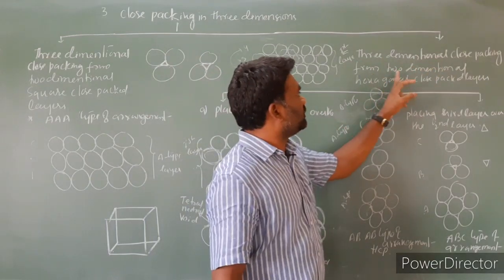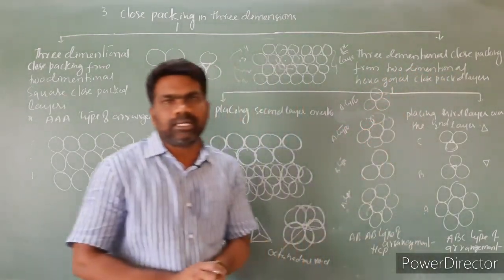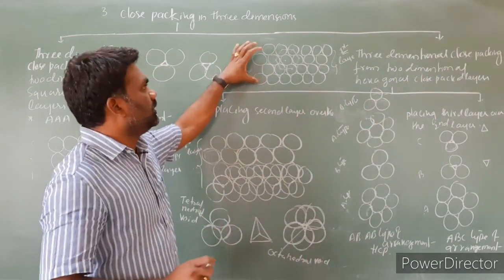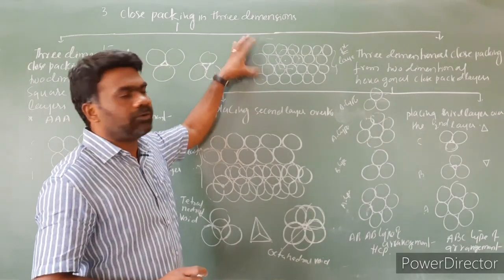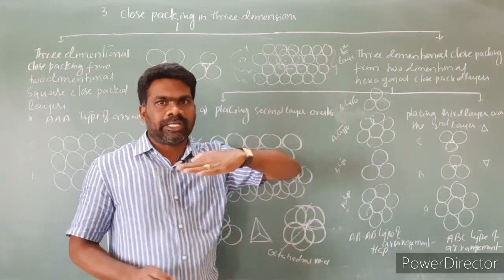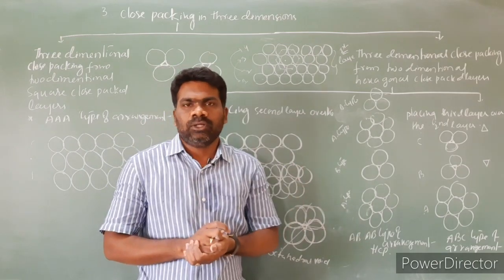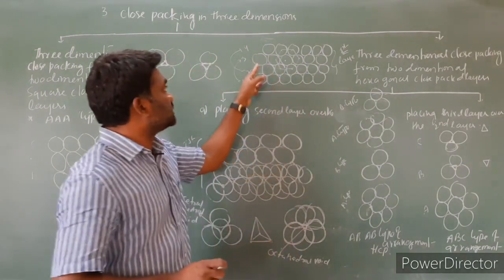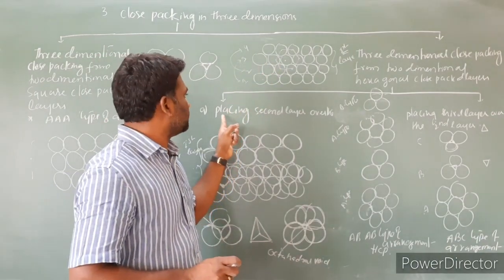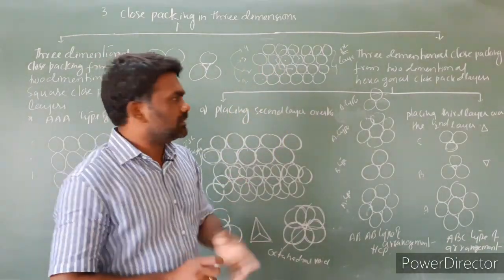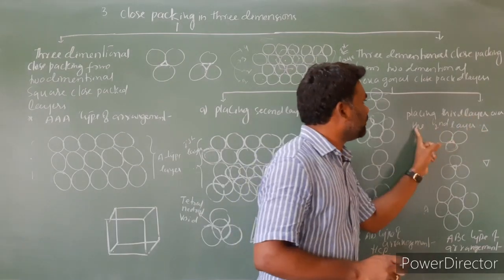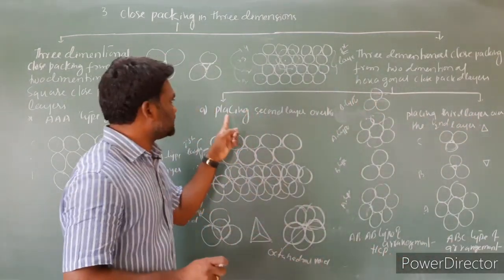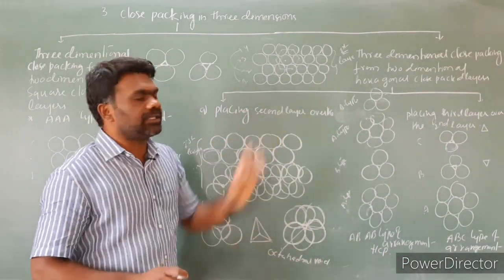Three-dimensional close packing from two-dimensional hexagonal close packing layers. First we have to take a two-dimensional hexagonal close packing layer. Upon this first layer we have to place the second layer. Placing the second layer over the first layer. The second one is placing the third layer over the second layer. First I am discussing placing the second layer over the first layer.